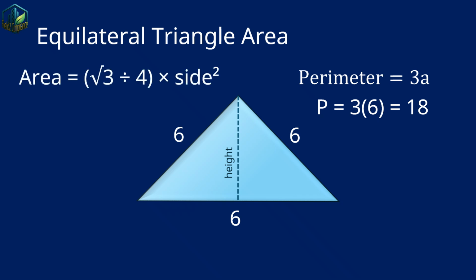For the area, we use a special formula for an equilateral triangle. The square root of 3 divided by 4 multiplied by the side squared. Substituting 6 for the side, that's the square root of 3 over 4 times 36. This simplifies to 9 times the square root of 3, which is about 15.6 square units.